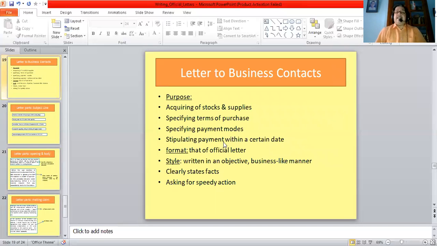The third type of letter that we have is a letter to the business contacts, like the medical suppliers, the stockists, and so on. So the purpose, obviously, is to acquire stocks and supplies, specify the terms of purchase, the payment modes, and stipulate payment within a certain date. The format is that of the official letter. The style is written in a clear, objective, business-like manner, clearly stating the facts and asking for prompt action.